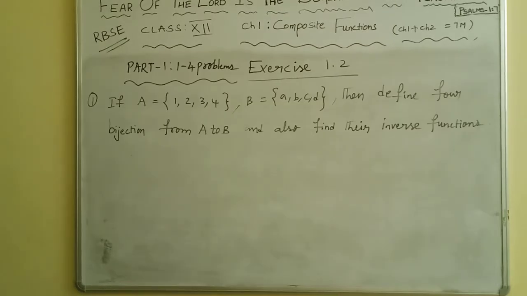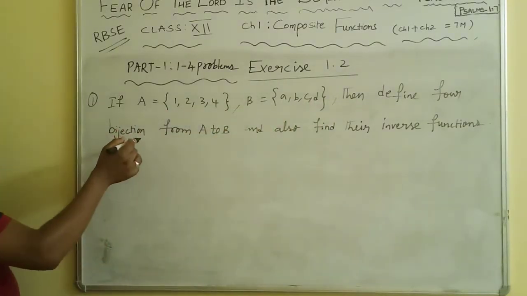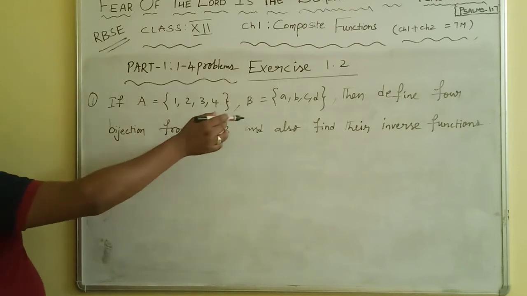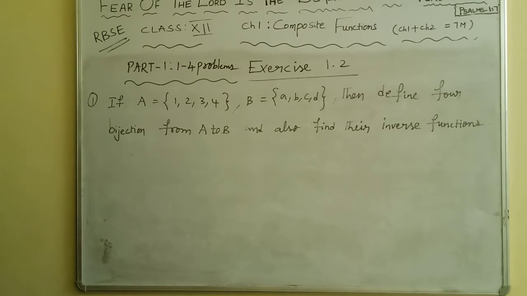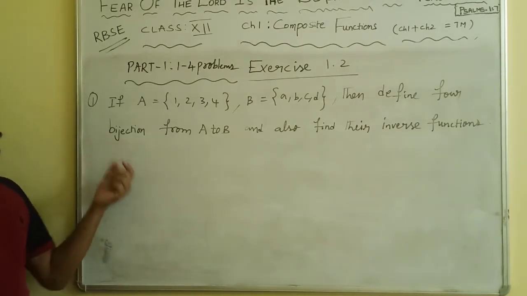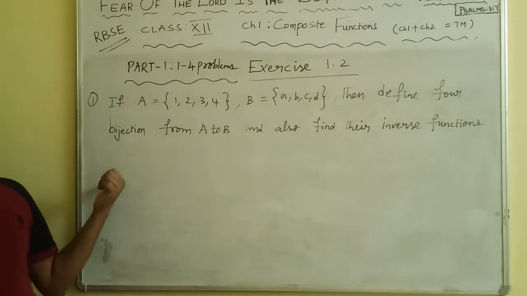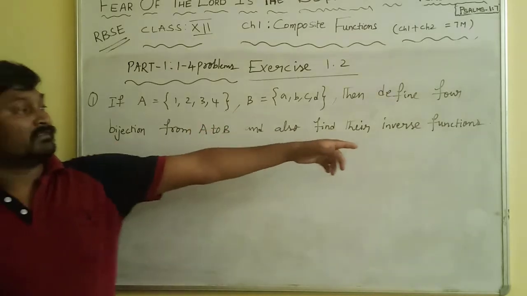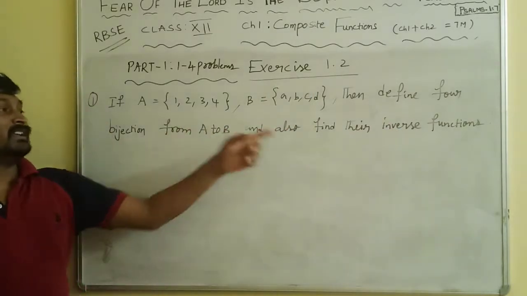Let's see now: if capital A is equal to {1, 2, 3, 4} and capital B is equal to {A, B, C, D}, then define 4 bijections from A to B and also find their inverse functions. What is a bijection? You already know that if a function is 1 to 1 and onto, then that is called a bijection. Only if a function is 1 to 1 and onto are its inverse functions defined. Now we need to find any 4 such functions and their inverses.